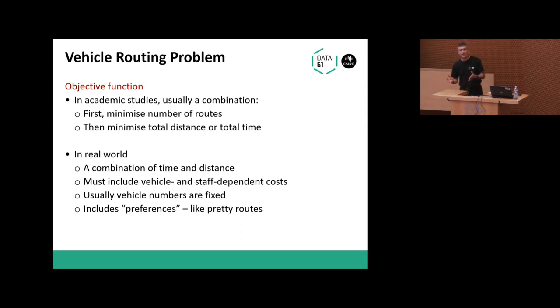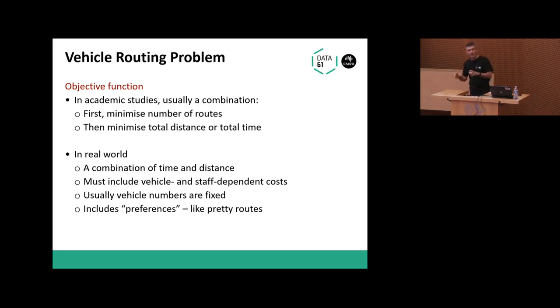So the objective function here, in classic academic problems, the first thing they do is try and minimise the number of trucks, quite reasonably, and then minimise the total distance. In reality, very often the people you're working with have already bought their fleet of trucks. So you actually know that there are this many trucks that I have to use, and what you're trying to minimise is a combination of time and distance. Time because you have to pay people by the time, distance because that's what the petrol and the maintenance cost is going to be related to.